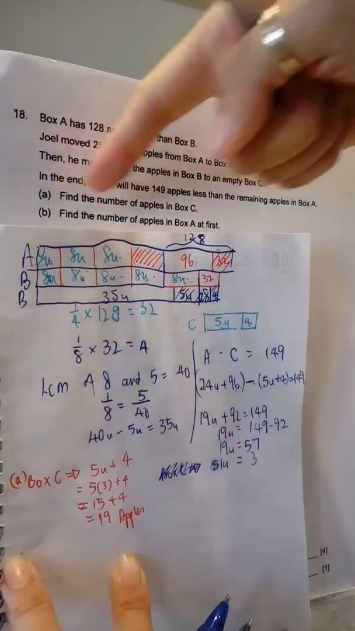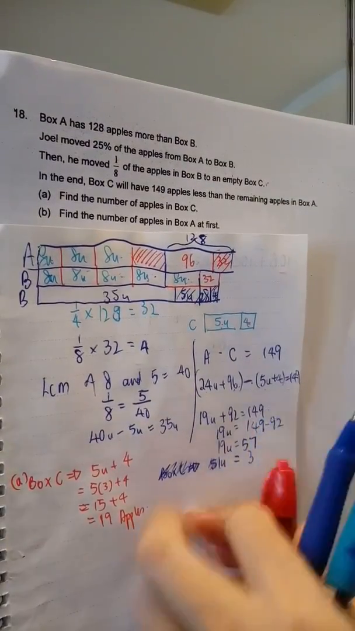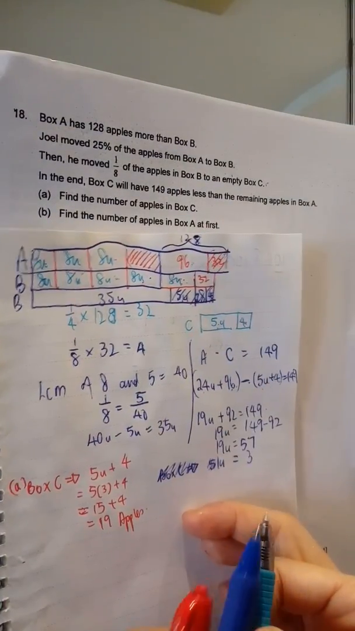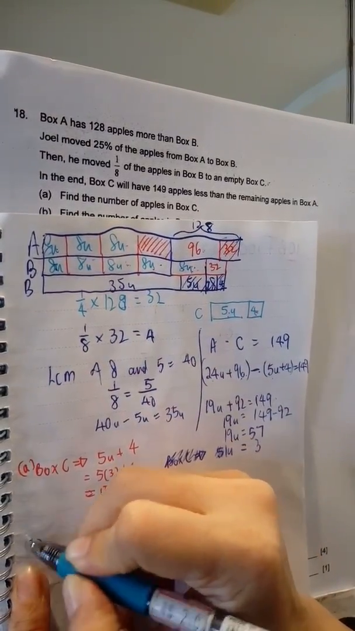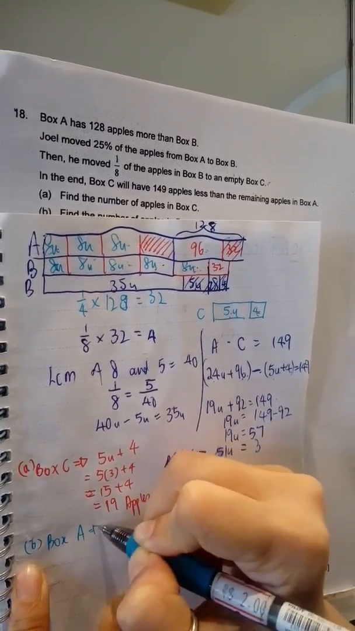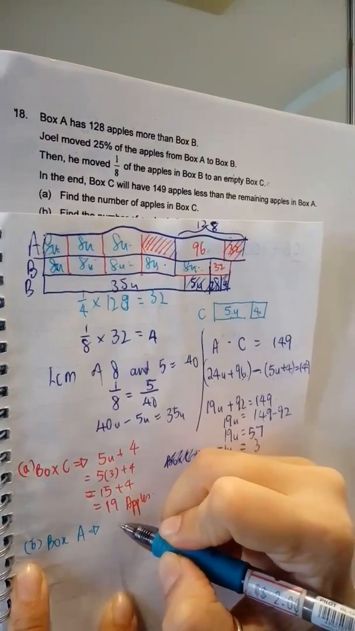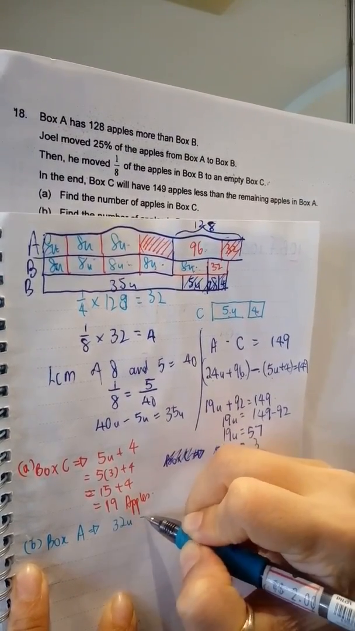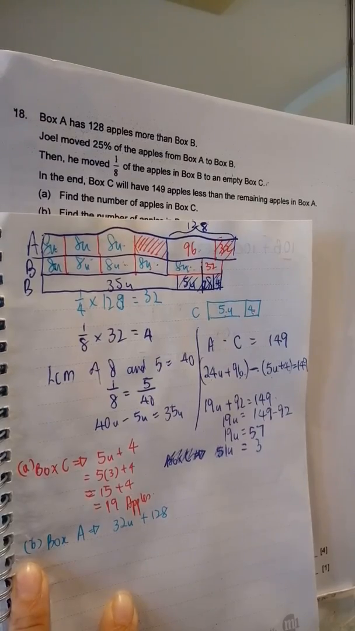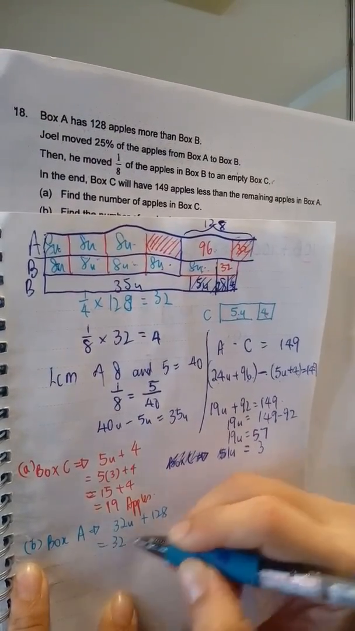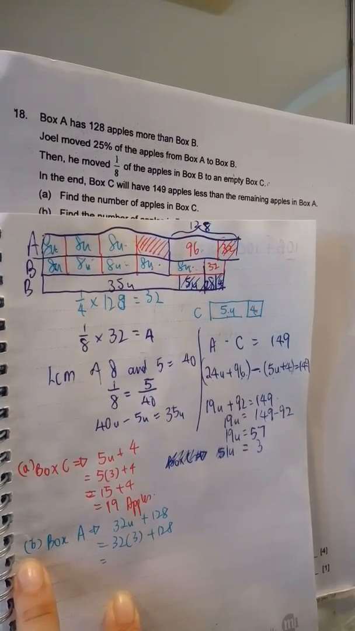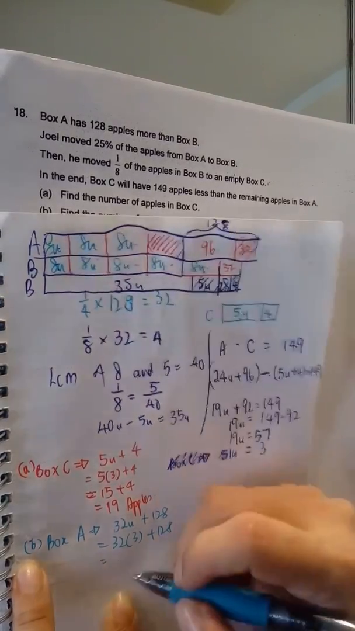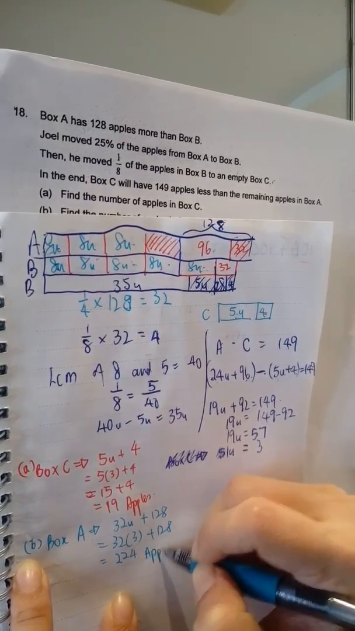Part A. Find the number of apples in box A. At first, so I got to put everything back. So yeah, I'm going to do A. Box A at first. Box A. 1, 2, 3, 4. 8 units times 4. 32 units plus 128. Right? So 32 times 3 plus 128. Remember your multiplication comes first before you plus, okay, darling? 128. You get 224 apples. Cool?